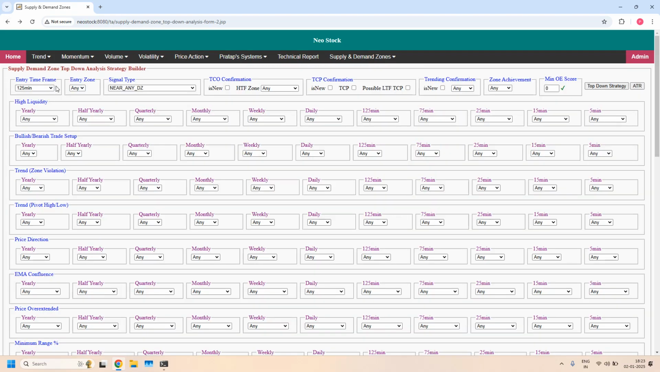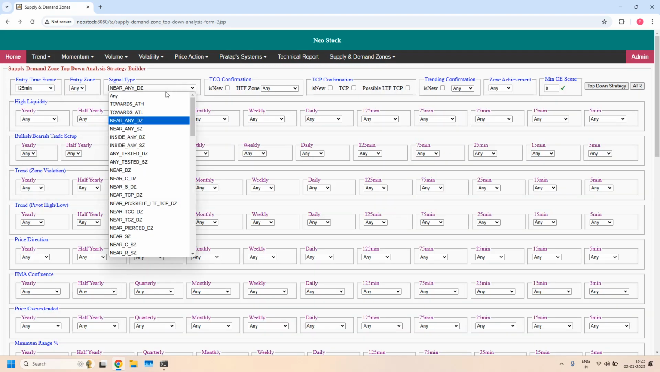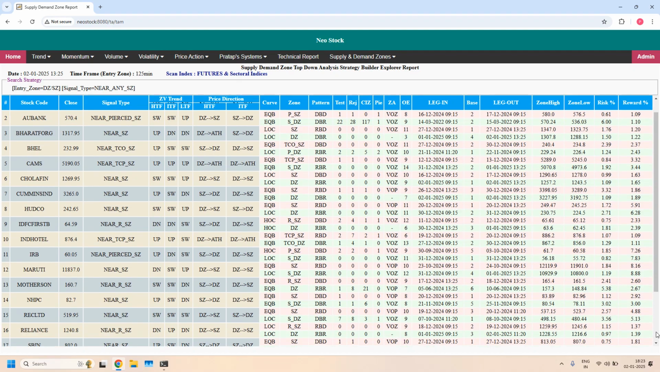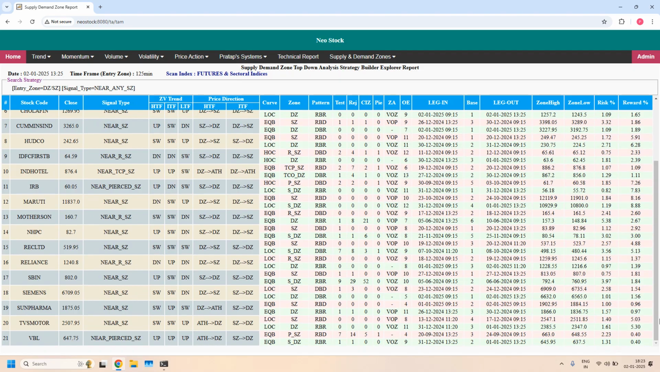Next, 125 minutes time frame. Stocks near 125 minutes supply zone. The first 15 stocks. Scrolling the list down. So total 21 stocks are filtered where price is near to the 125 minute supply zone.